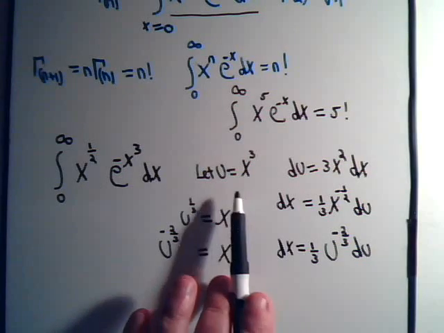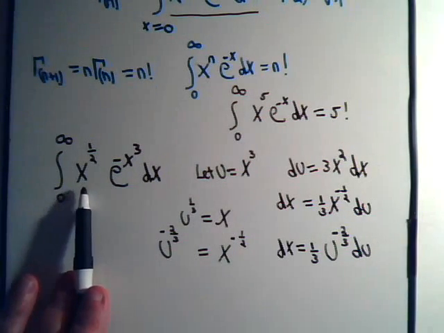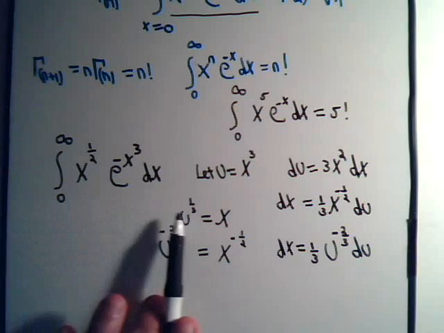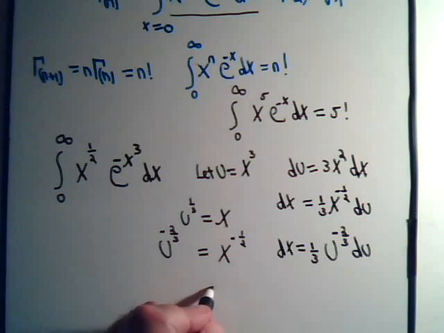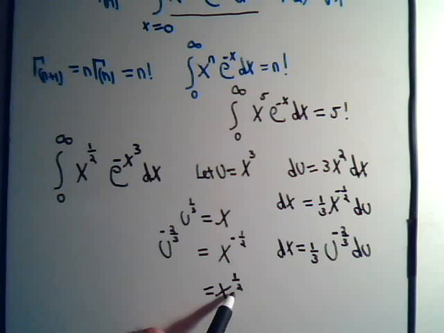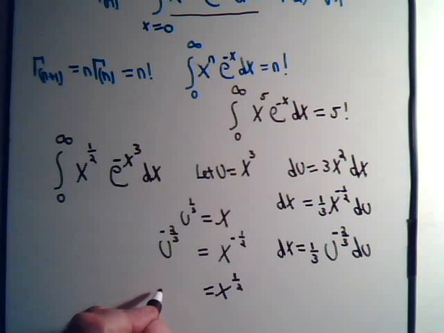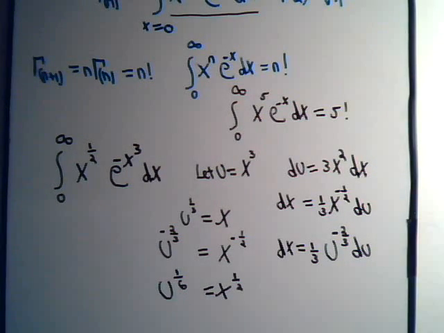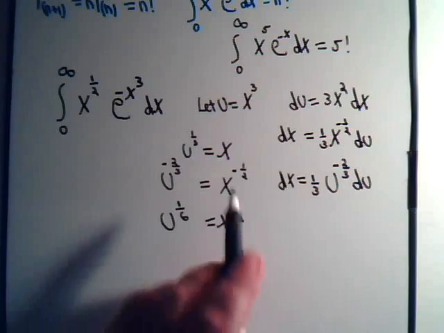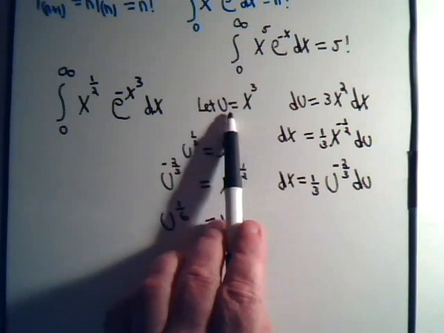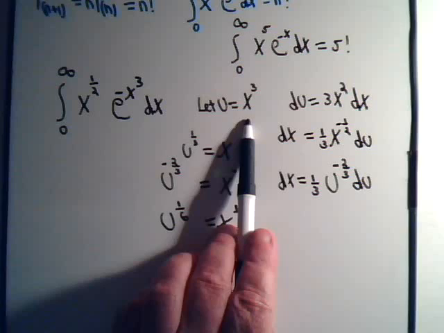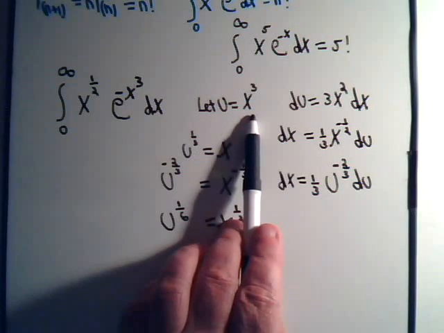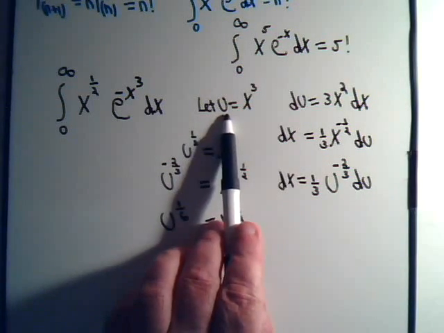e to the minus x cubed would be e to the minus u. We still have this term here. Well, u to the 1/3 equals x. So for x to the 1/2, I raise this side of the equation to 1/2, and I raise this by 1/2. That will give me u to the 1/6. Now, x cubed equals u. If x is 0, u is 0. If x is infinity, u is infinity.